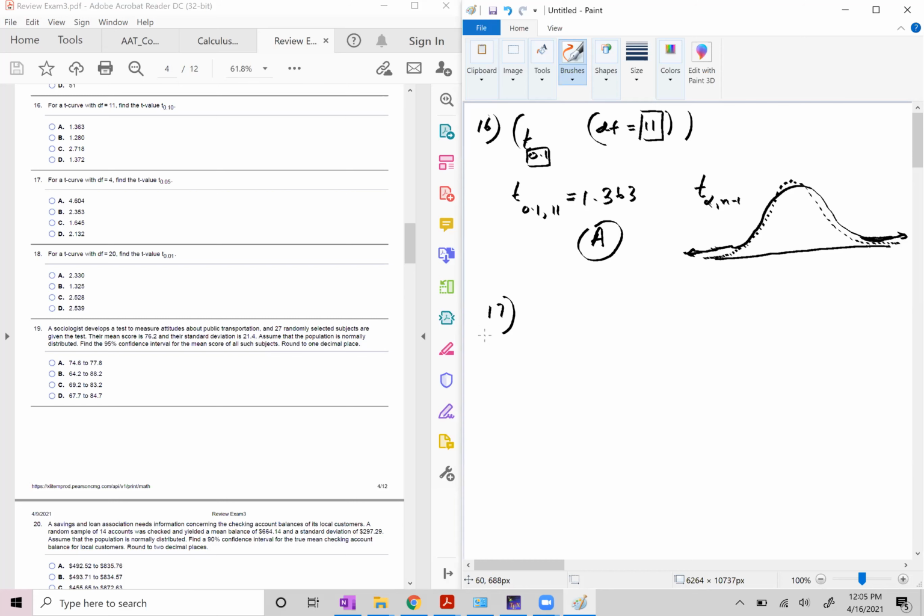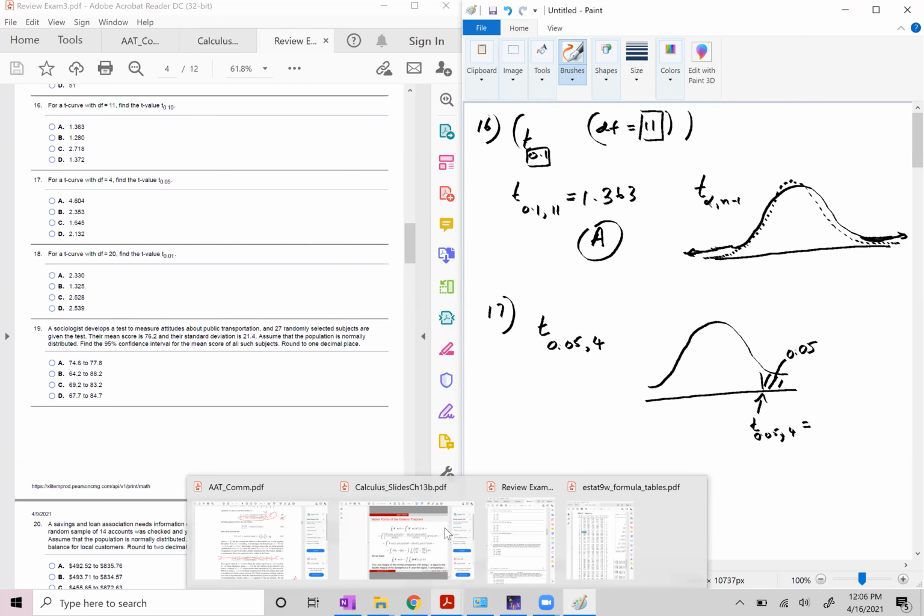Question number 17 is the same. It's asking for a t curve, for t.05 with degrees of freedom 4. What you're basically looking for is when you have 0.05 probability to this side with degrees of freedom 4, the value here is t.05 comma 4. That's what it gives you. Let's look for this in the table.